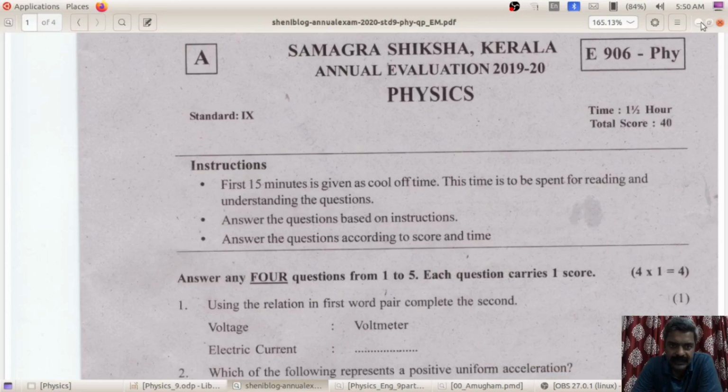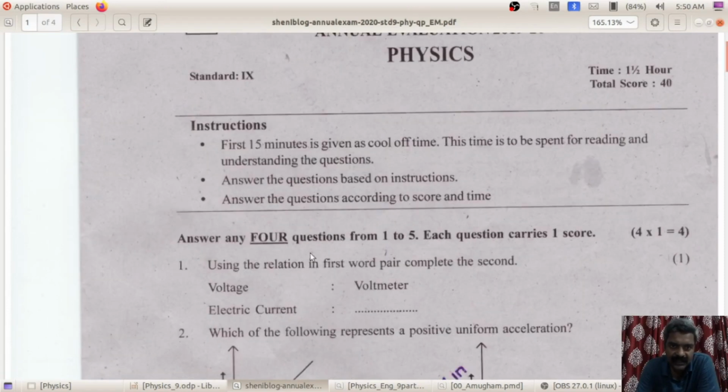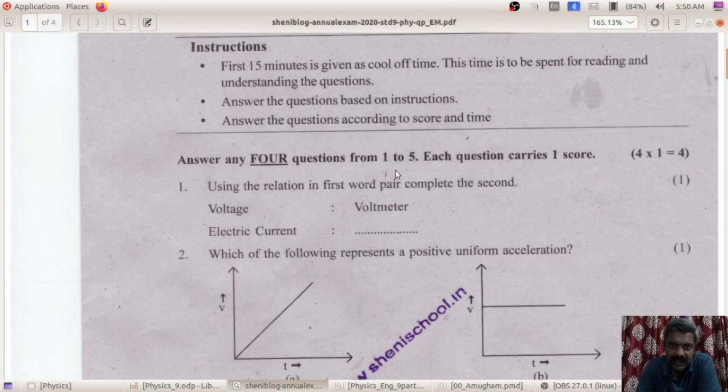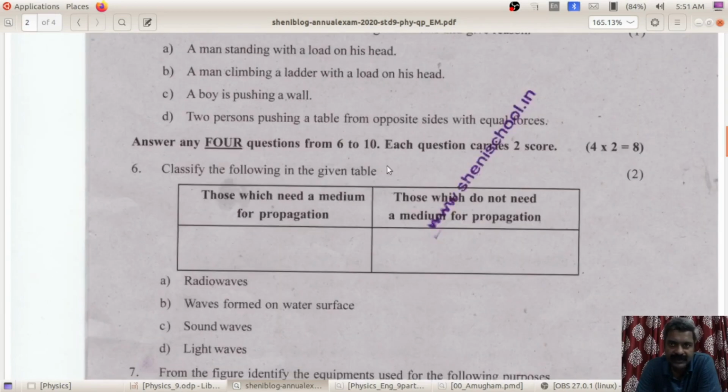We are discussing the annual examination question paper of physics for class 9. The first section contains 5 questions, each carrying 1 mark. We shall answer 4 questions. In the second section also, there are 5 questions, each having 2 marks. Here also, we have to attend 4 questions.